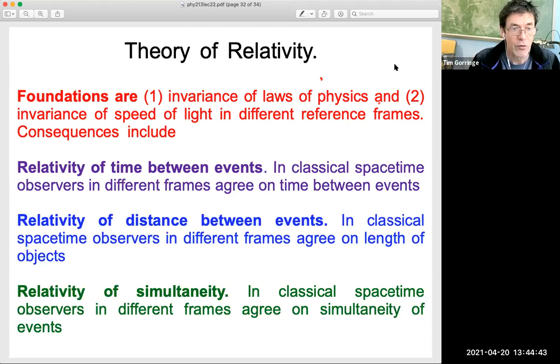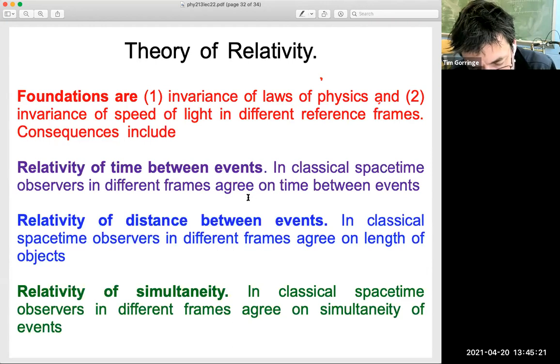What he did was introduce the relativity of durations, time intervals between events, and that's time dilation. He also introduced the relativity of the lengths of objects, which is length contraction. And one other thing he introduced is that we don't agree on simultaneity. One observer may say two events are simultaneous, and another observer in a different frame might disagree. Those are the three big outcomes of Einstein's modification of space-time.